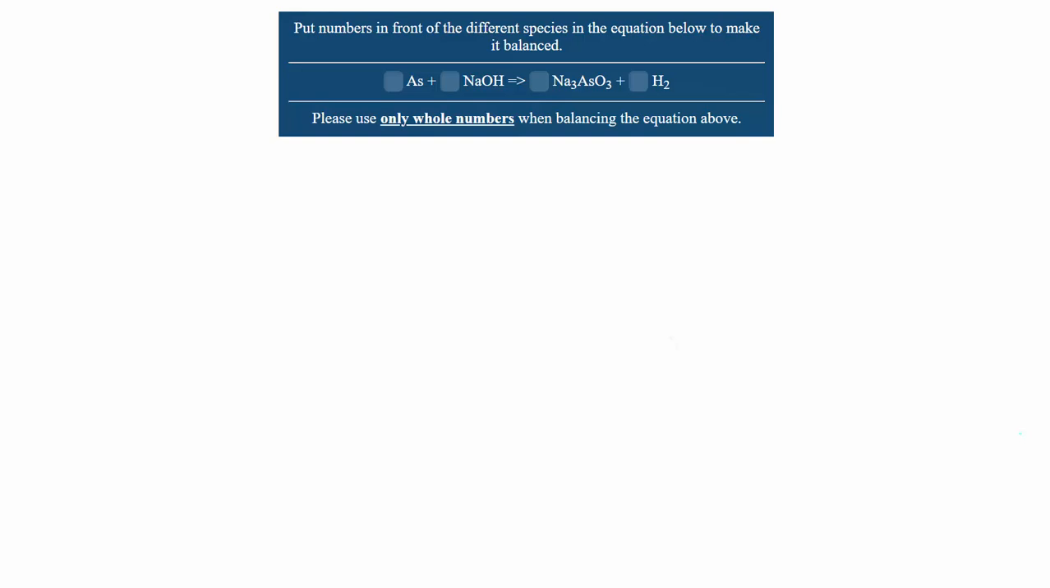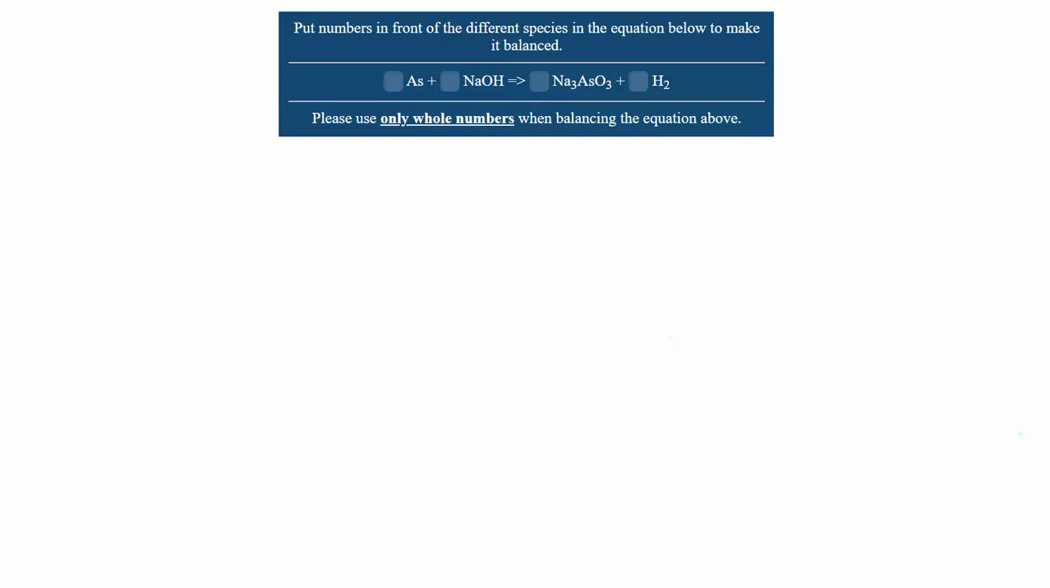Okay, so in this question, we've got effectively elemental arsenic reacting with sodium hydroxide, and it forms effectively sodium orthoarsenite, Na₃AsO₃, and hydrogen.